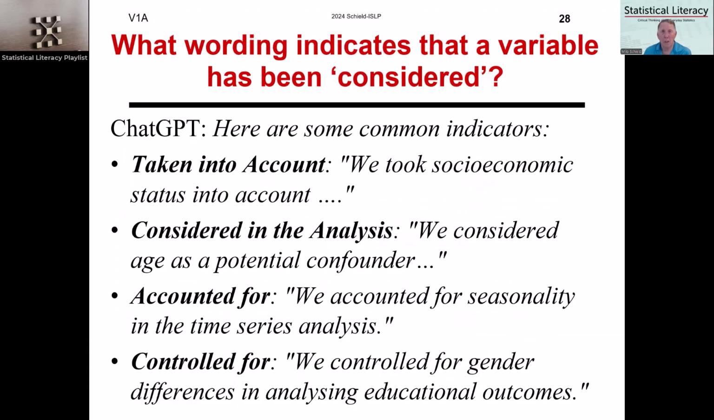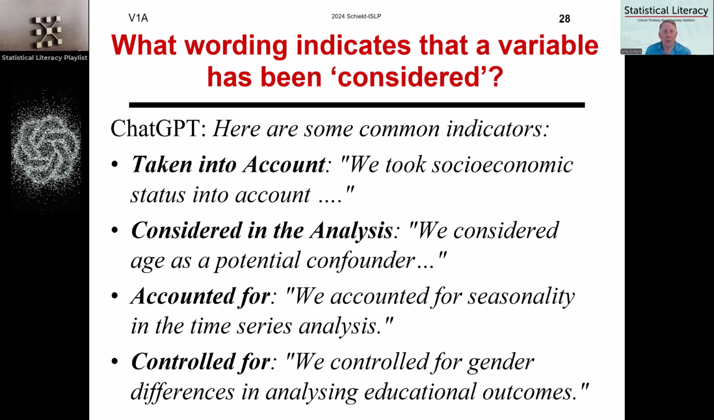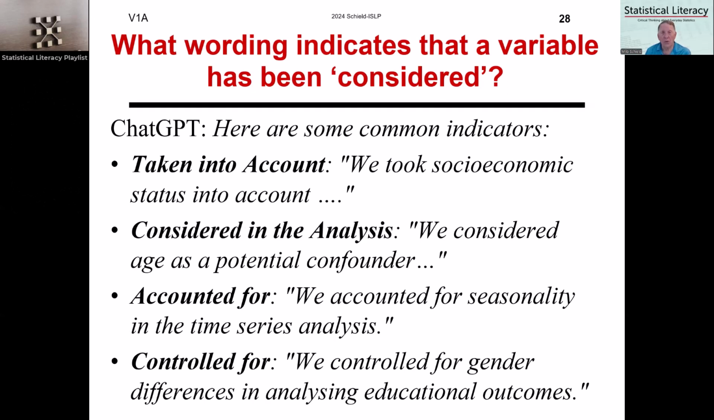Well, Chat, this confounding, if we do think about it, if we do work with it, what are the words that indicate we've done that, that we've considered it? Chat said, here are 4 phrases. Taken into account, considered in the analysis, accounted for, controlled for. Our students need to know about these phrases because these are critically important in reading and evaluating statistics in the everyday media.